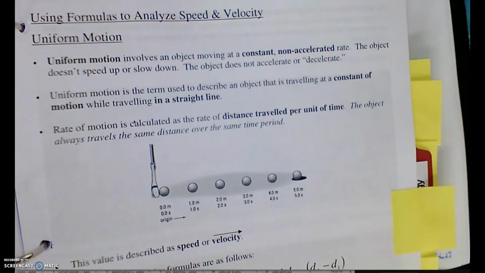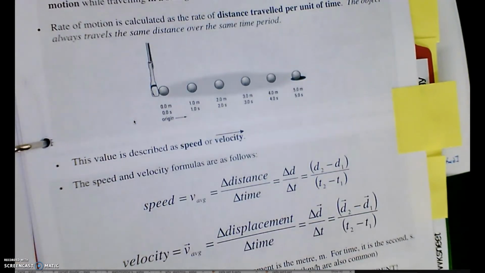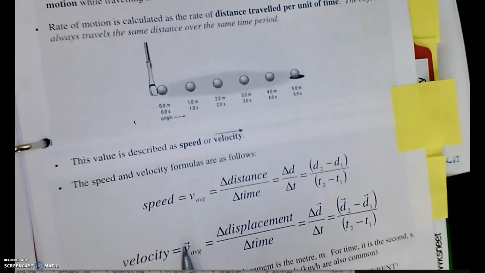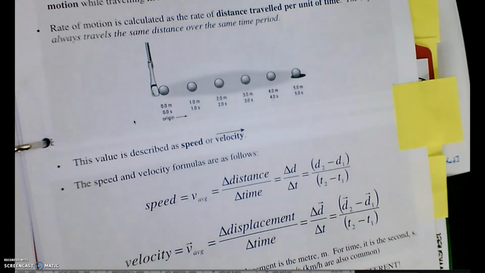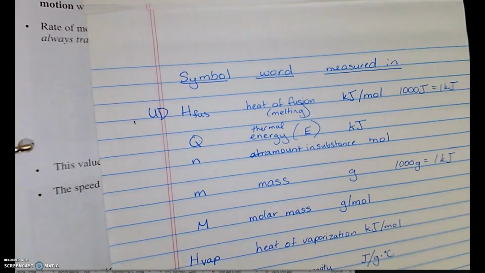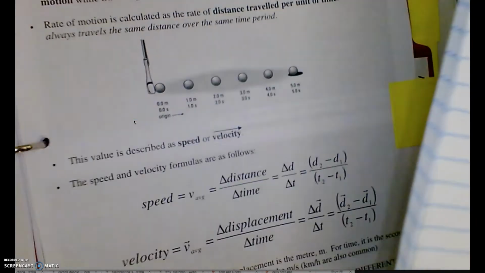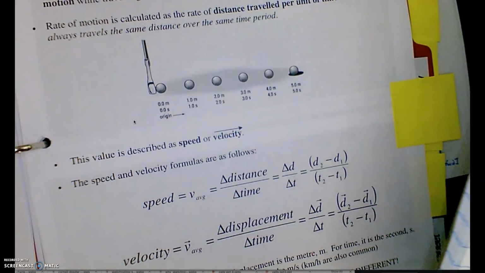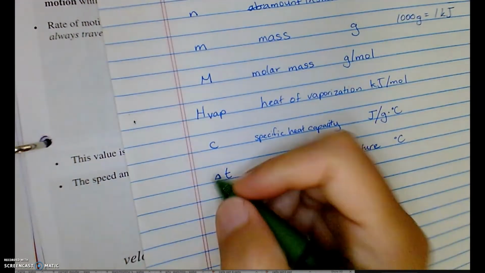Okay, so the formulas we need are speed and velocity. And you're thinking, well, what's the difference? Okay, one of them has this little arrow on top. Okay, so let's take a minute to write that down on our formula sheets. Okay, so actually do it. And along the way, we're going to be writing our units as well. Okay, so let's start with the new things here. We had symbol, word, and what it's measured in. So speed, velocity, distance, and time. Okay, let's keep those slightly different here.